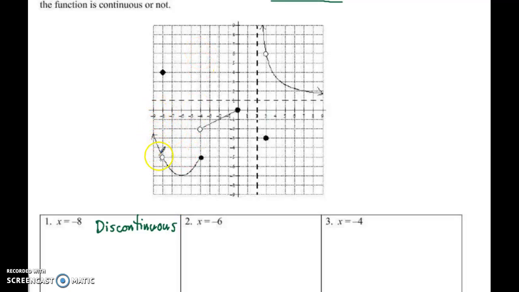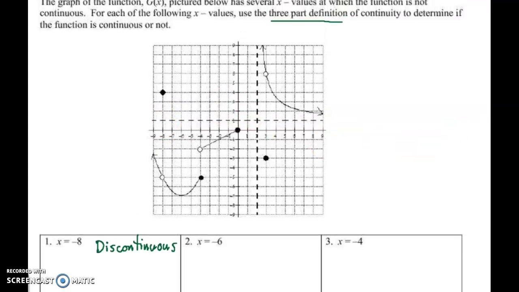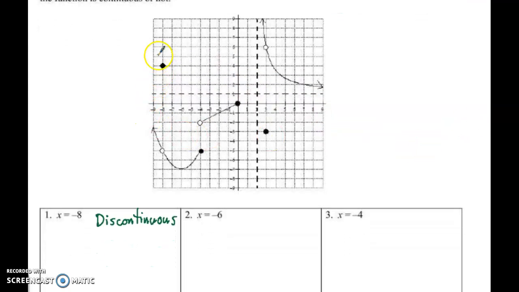But what part is it breaking? Well, first of all, what is this called? G of x is defined, so that's not what's wrong. The limit is defined. It's just a hole. But the issue is that the limit as x approaches -8 of this function does not equal g of -8. So it's part 3 that this one breaks.